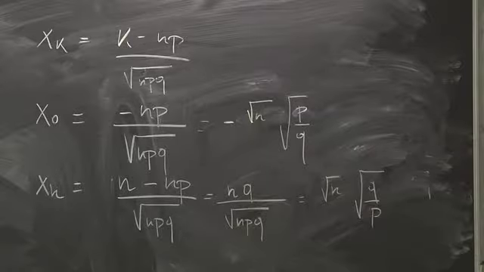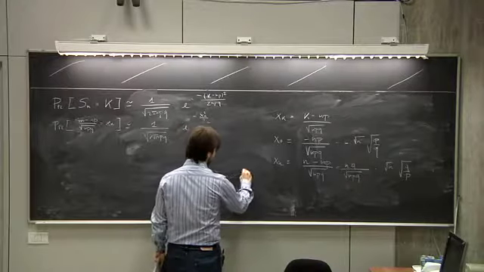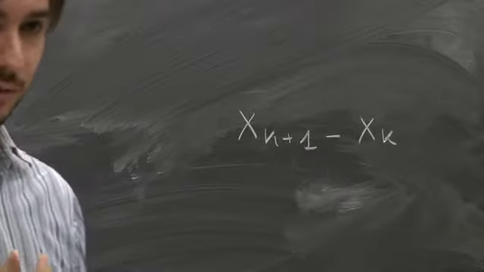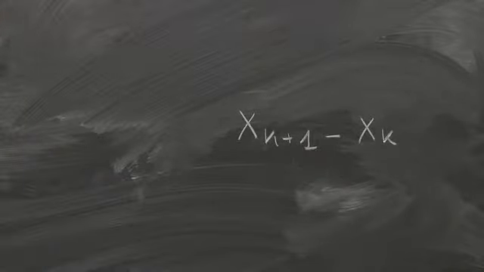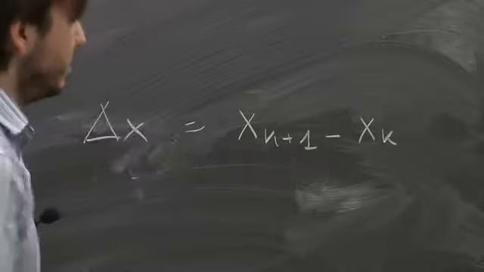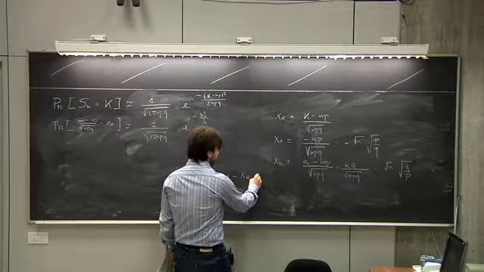And then if you calculate x k plus 1 minus xk, which is simply the distance between two consecutive xk, we'll call it delta x. What do you get?